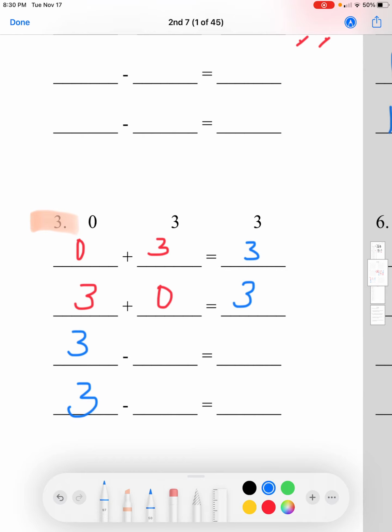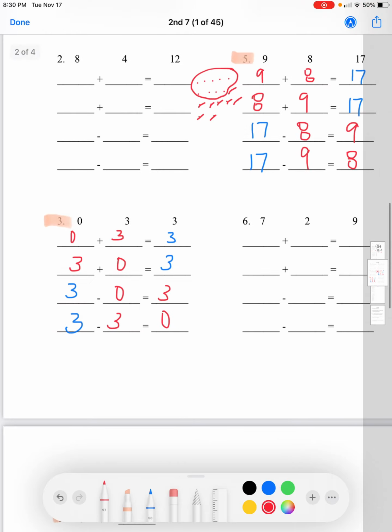So to use the same numbers, we have 0 and 3 left. You can do any order. 3 minus 0 also equals 3. And then 3 minus 3 equals 0. So you're just switching the order of the numbers to make number sentences that make sense.